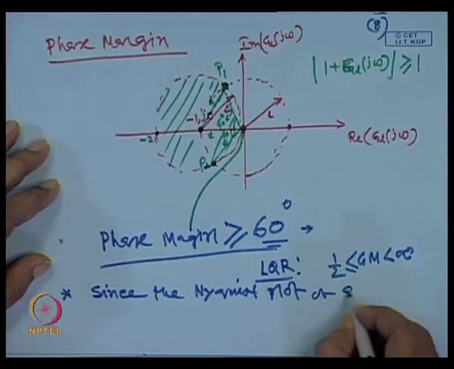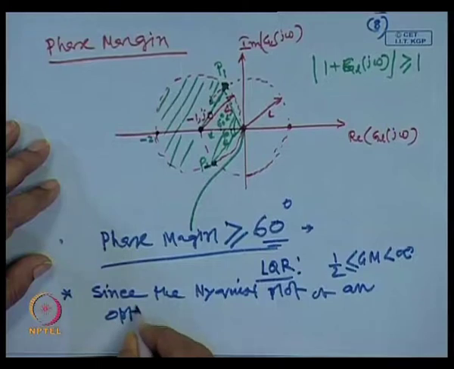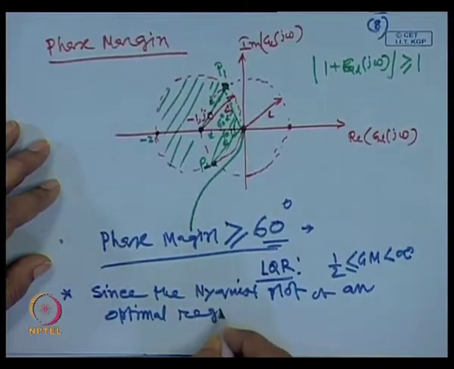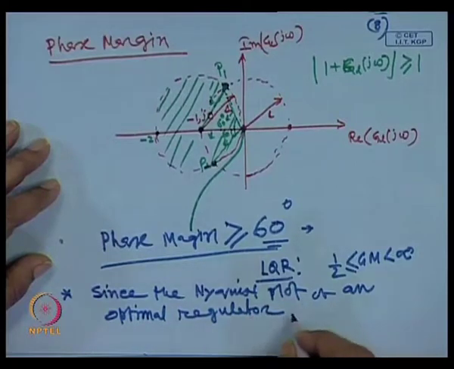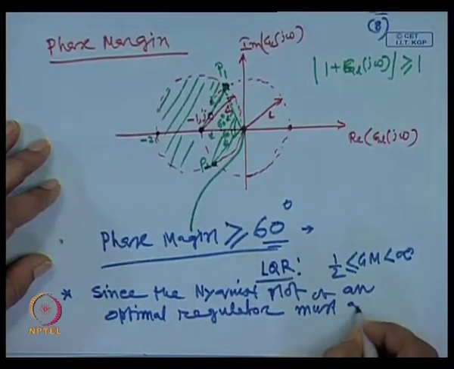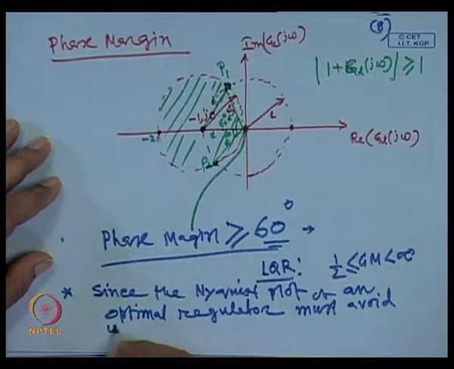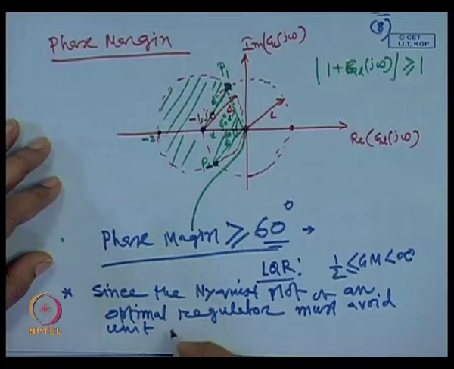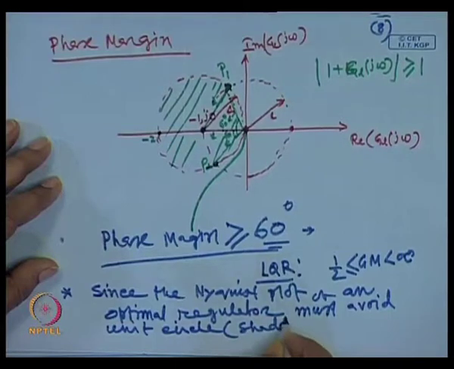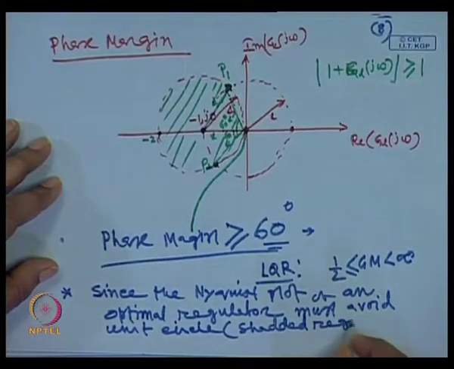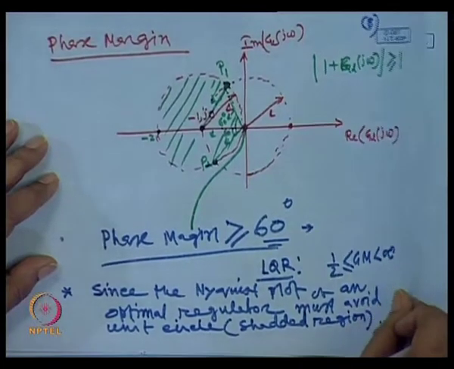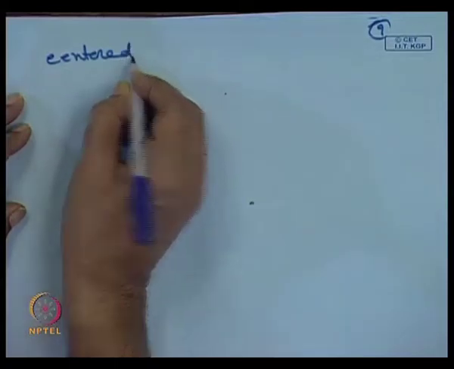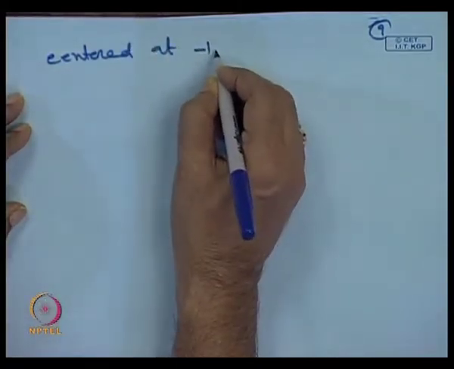Since the Nyquist plot of an optimal regulator must avoid the unit circle shaded region centered at -1 j 0.